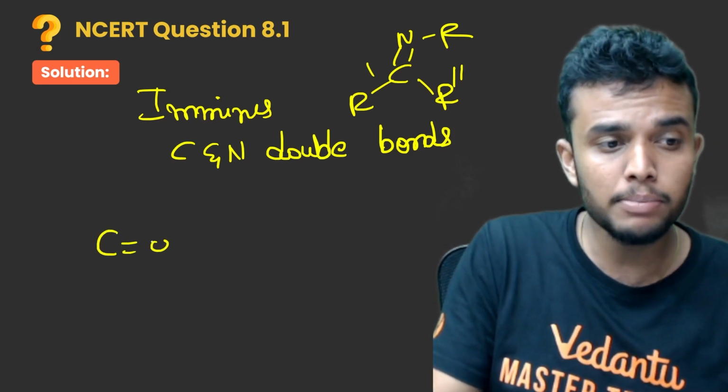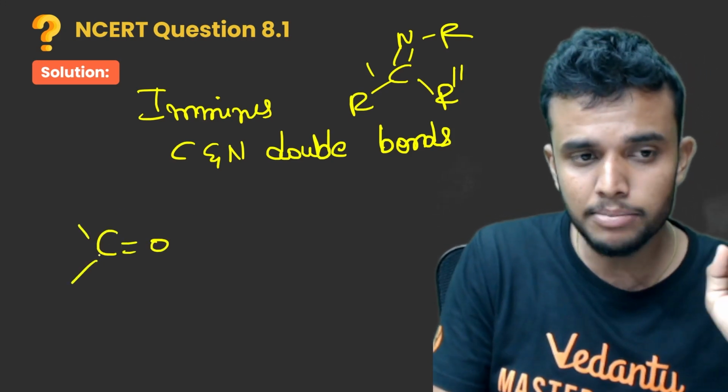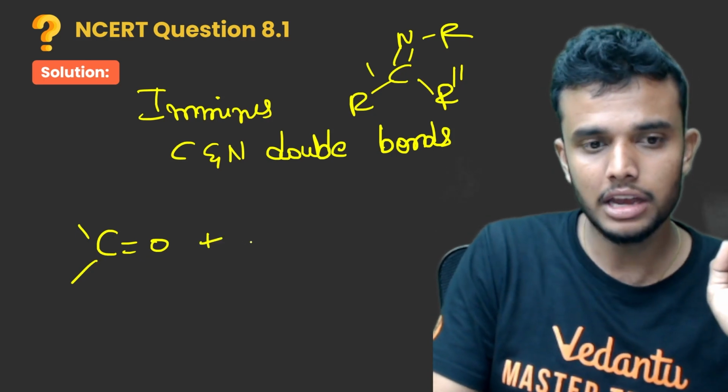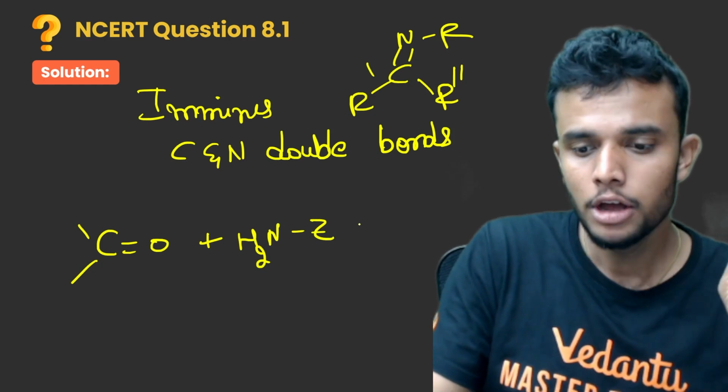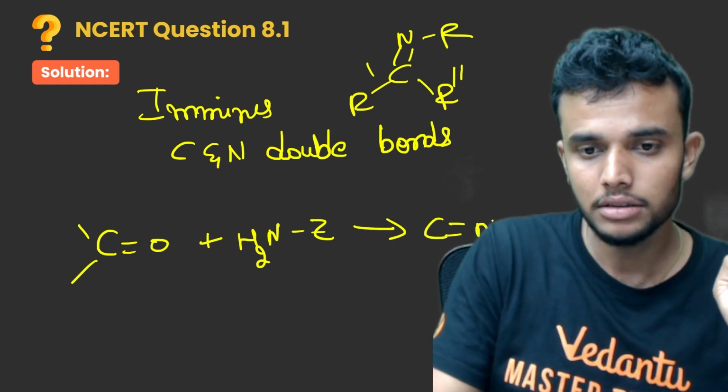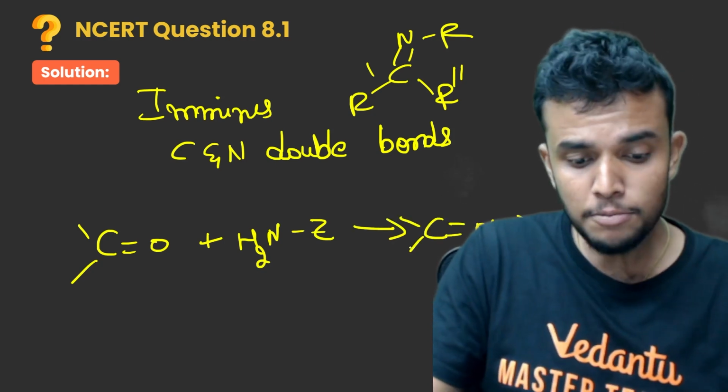The imines are prepared by the reaction between a ketone and an amine group to yield imines. Okay, students, let's move on to the next one.